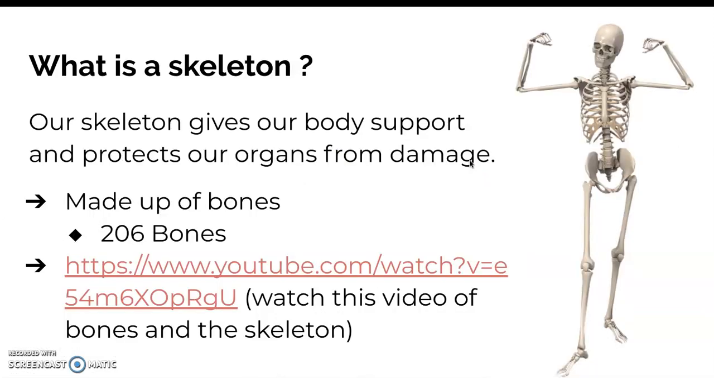So let's get started. What is a skeleton exactly? Our skeleton gives our body support and protects our organs from damage. Any bone in the chest cavity, the pelvis, and the skull protects most of our organs and everything that is important, like the brain and the reproductive systems. It's like an outermost shell that allows our organs to function correctly when there's impact or anything like that. It makes sure everything is working well if something happens.